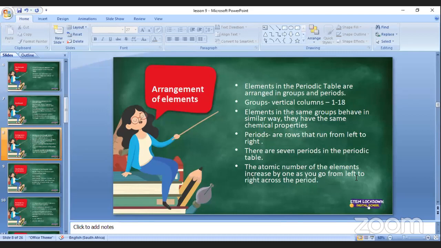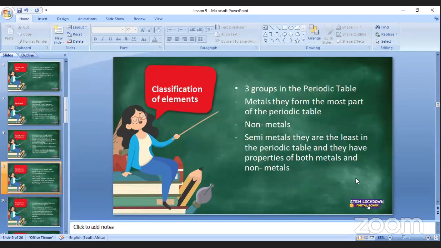Then we have 3 groups in the periodic table. Don't confuse periods, groups, and these types of grouping. Here we have 3. Metals, which form the most part of the periodic table. Then we've got non-metals, which are the second main ones. And the least in the periodic table are the semi-metals. The semi-metals have characteristics of both metals and non-metals.